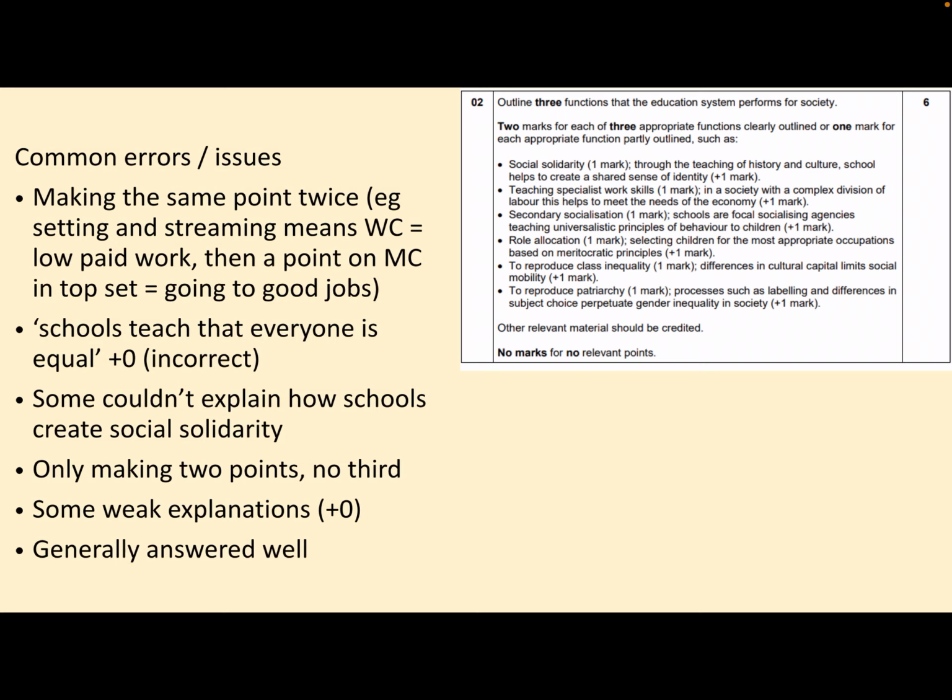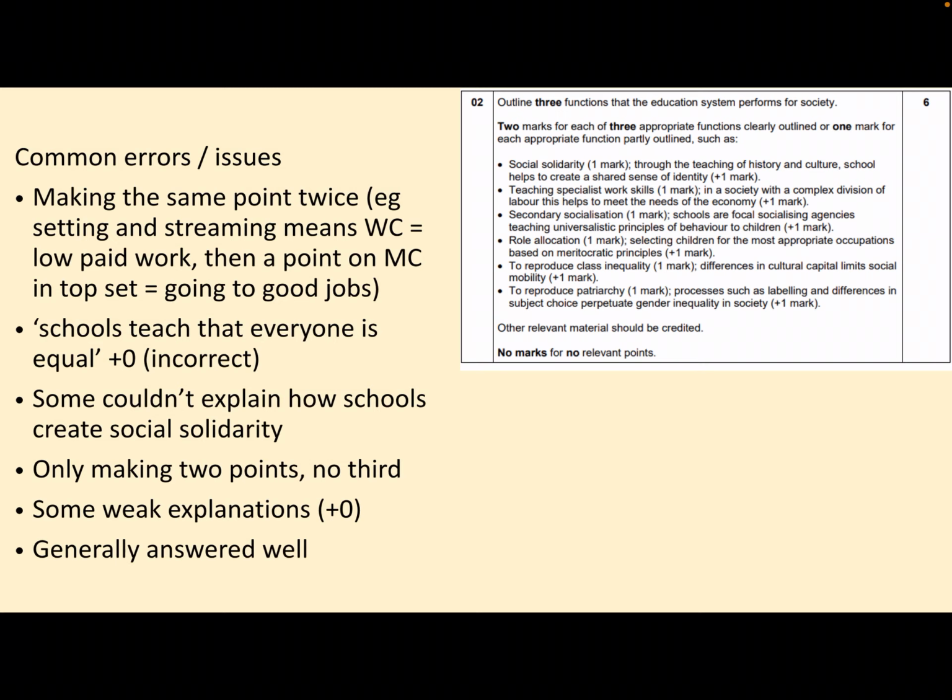Lots of you did mention the point of schools creating social solidarity, but you weren't able to explain how. So that's the first bullet point in the mark scheme. Through the teaching of history and culture, school helps create a shared sense of identity. You could have also said putting students into tutor groups or year groups also helps create that shared sense of identity. Some were just really poorly explained, so I'd given you the point for identifying, yes, the function of education, but I wouldn't have given you credit for the explanation because it was so weak and vague. However, this question was generally answered well, overall.